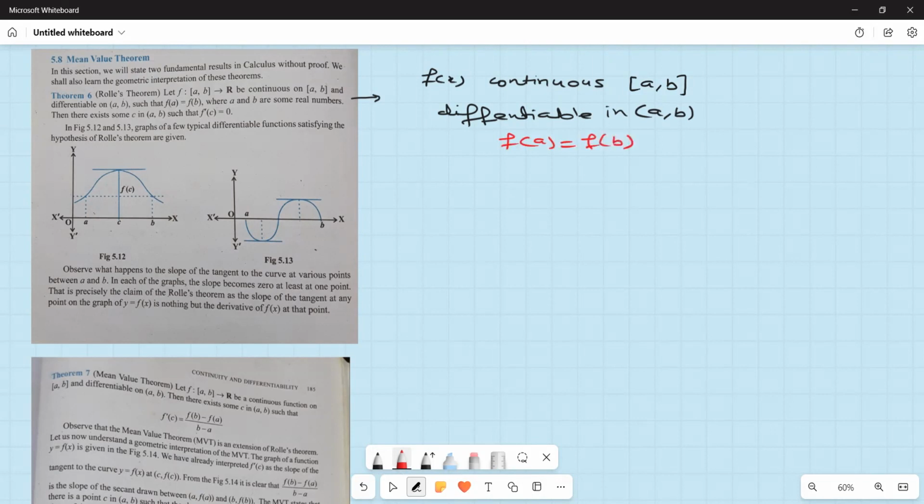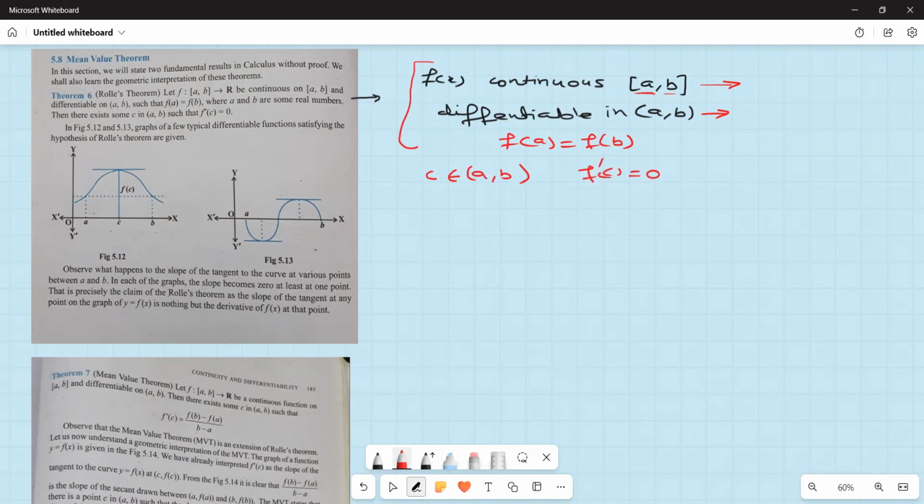The three conditions are continuity in the closed interval, differentiability in the open interval, and then at the initial point and the last point, f(a) should be equal to f(b). If these three conditions are satisfied, then Rolle's theorem says there is a point c which is an element of (a, b) such that f'(c) is equal to 0.